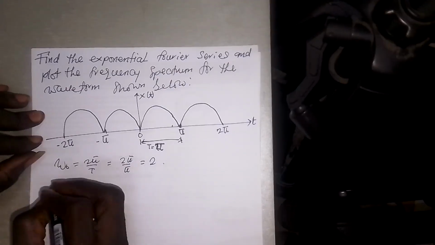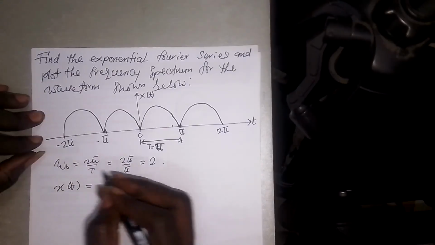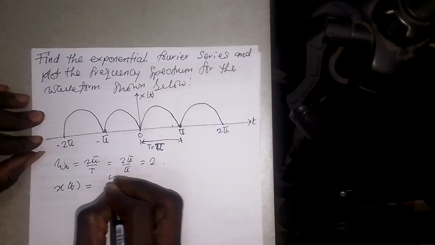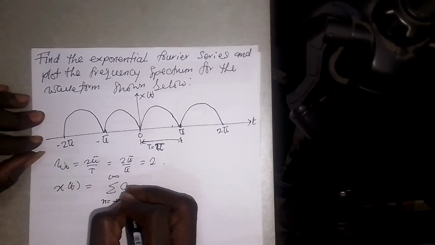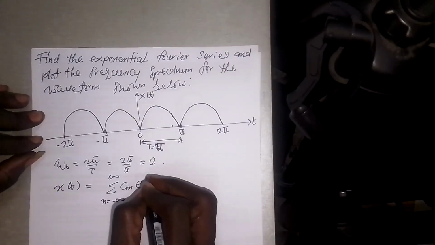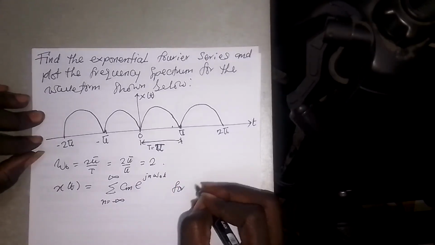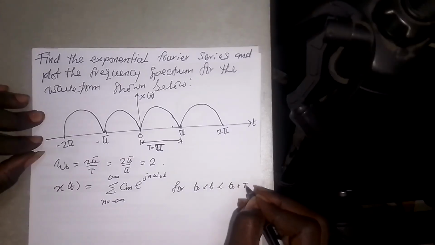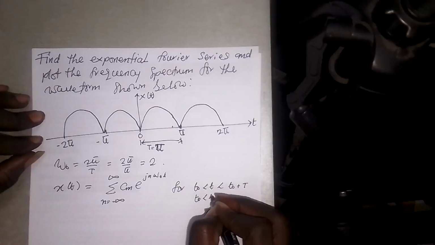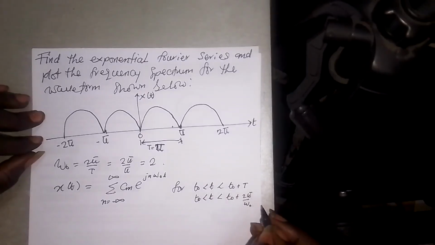So with the exponential Fourier series, x of t is equal to the summation from n equals minus infinity to infinity of c_n e^(j n omega naught t), for the period, which is what? t naught less than t less than t naught plus T. But instead of writing this T, I can also say t naught less than t less than t naught plus 2 pi on omega naught, which is the same.